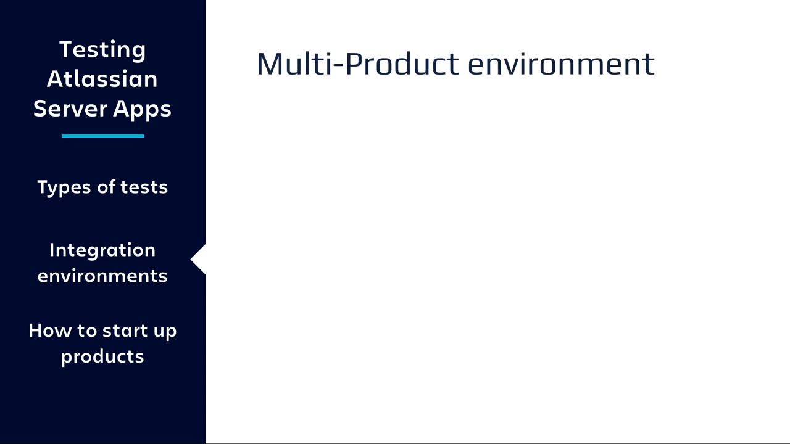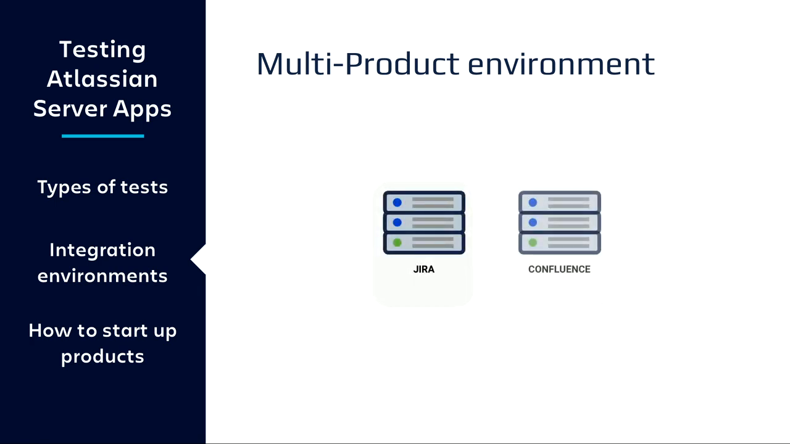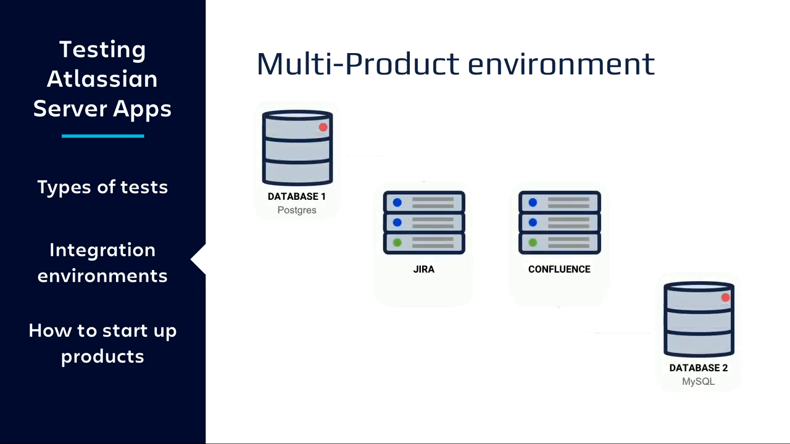Another example is a multi-product environment where you run multiple products at once. For example, we have Jira and Confluence, and they both use their own dedicated databases. For example, Jira is using Postgres database, and Confluence is using MySQL database. And also, we probably would like to have those products uplinked to each other, which basically means that we have an additional step of setting up the uplinks. And then we will need to install our app into each of these products, and then we'll be able to run integration tests against this environment.